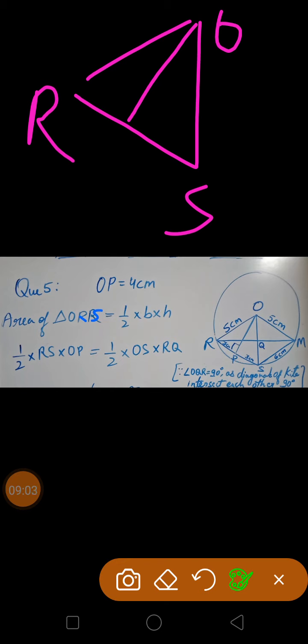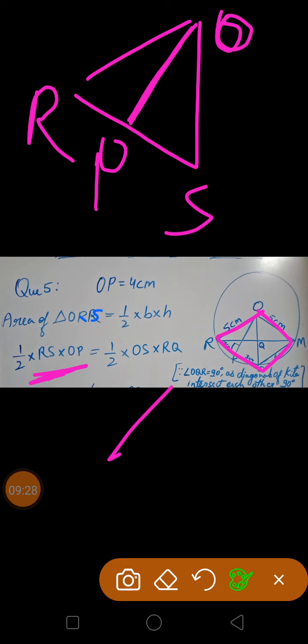1/2 base into height. Here the base is RS. Base is what? RS, and the height we are taking is OP. This is OP. OP is the height. So we are taking 1/2 RS into OP. And see, this shape is also a kite. This is a kite shape. A kite is also a quadrilateral.